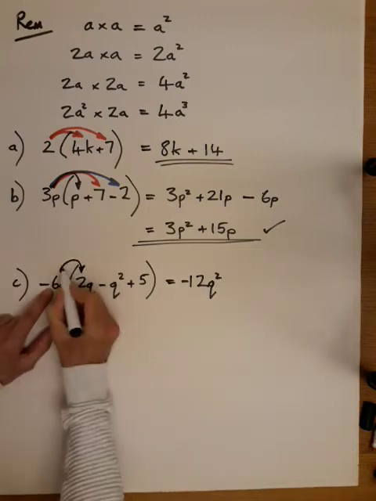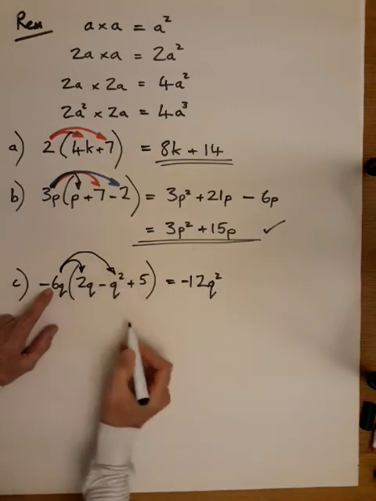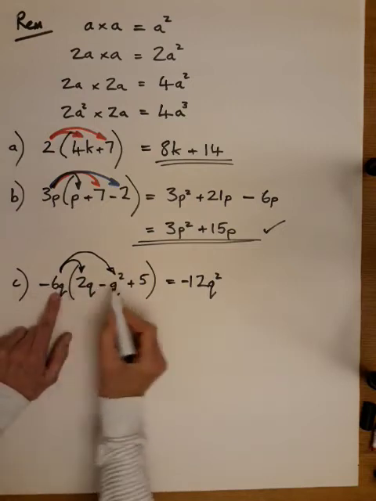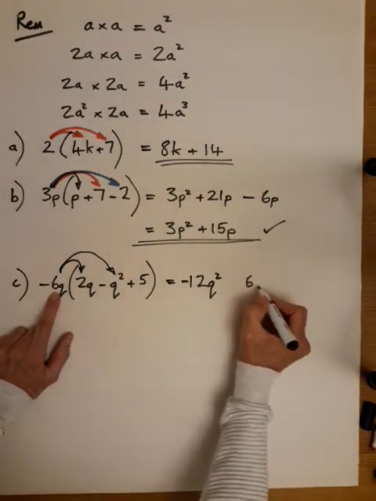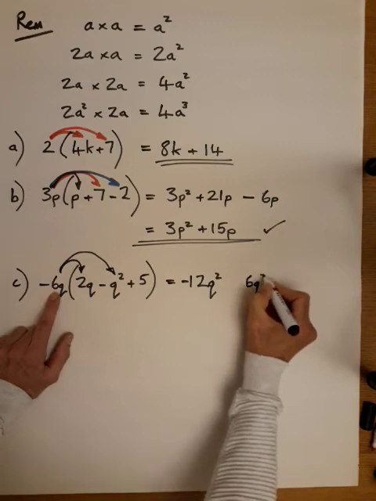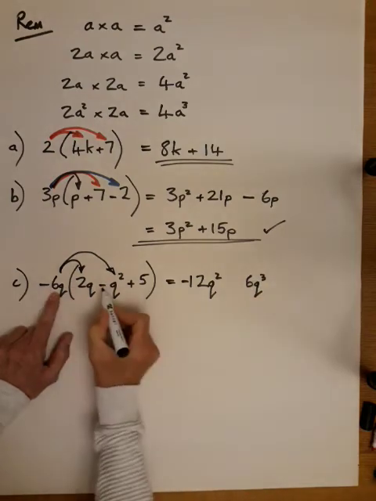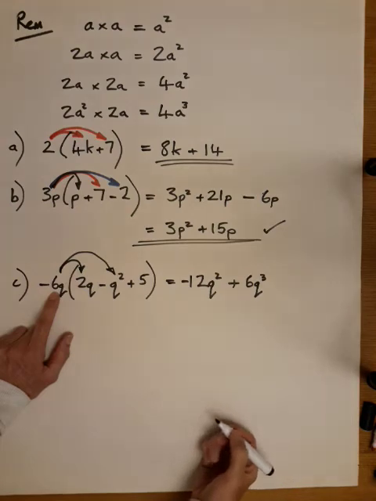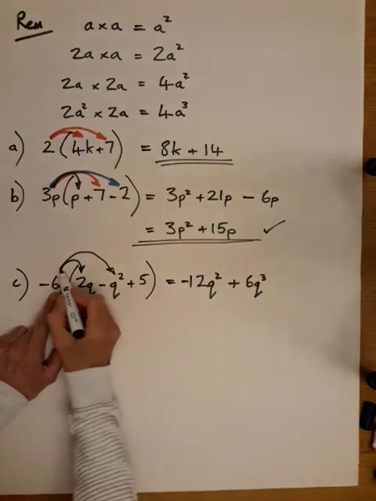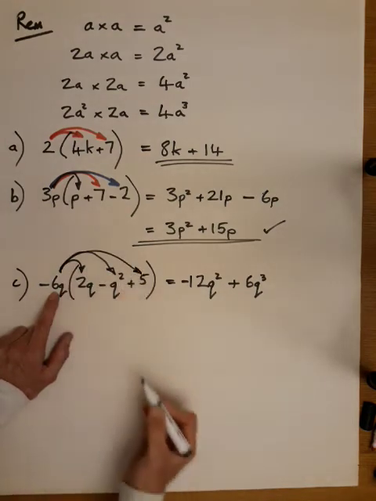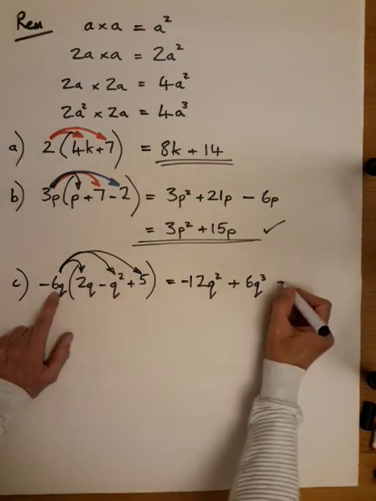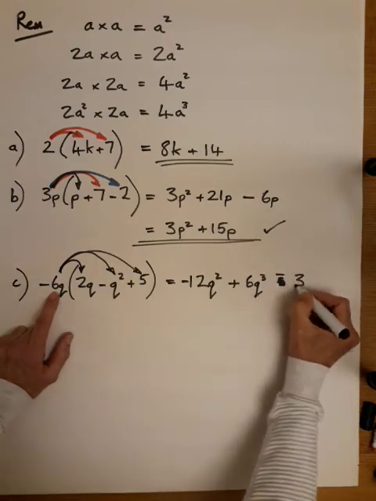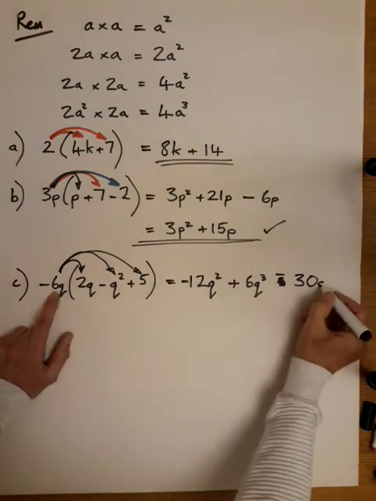Let's do this and the second term. So 6q times q squared. Remember the laws of indices. This becomes 6q cubed. Minus times a minus is a plus. The final term is this and this. 6 times 5. Oops, silly. Minus is 30q.